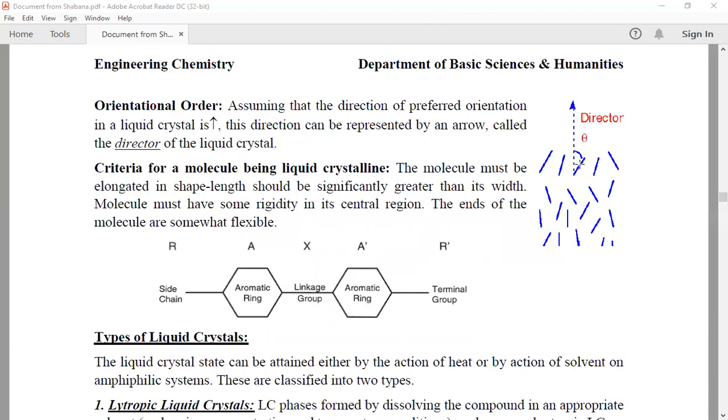What is the criteria for a molecule to become a liquid crystal? The molecule must be elongated in shape, its length should be significantly greater than its diameter or width. The molecule must have some rigidity. Suppose we consider a molecule of the liquid crystal, it has some sort of rigidity in its center region, and the end of the molecule must be somewhat flexible. So this is the main criteria for a molecule to behave like a liquid crystal.